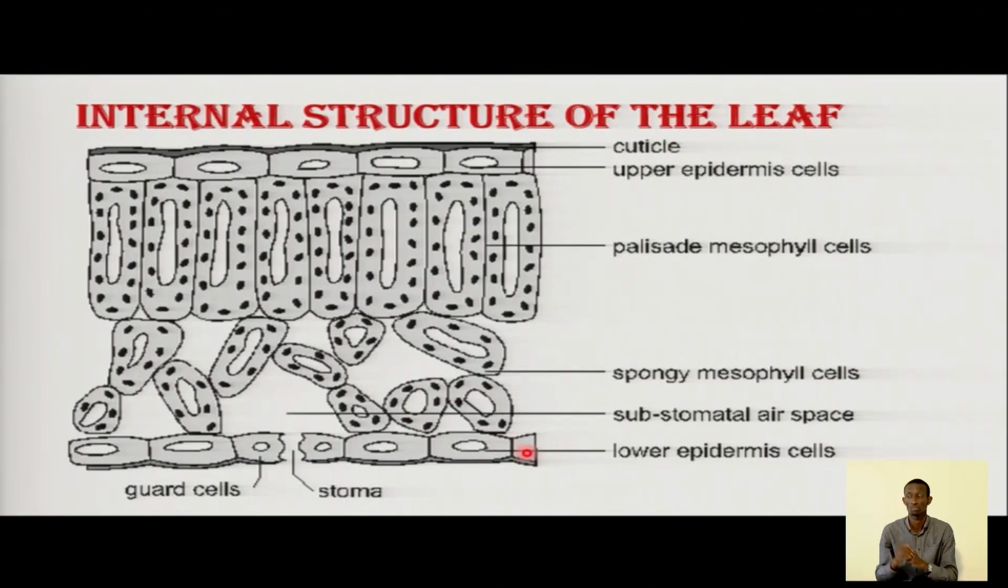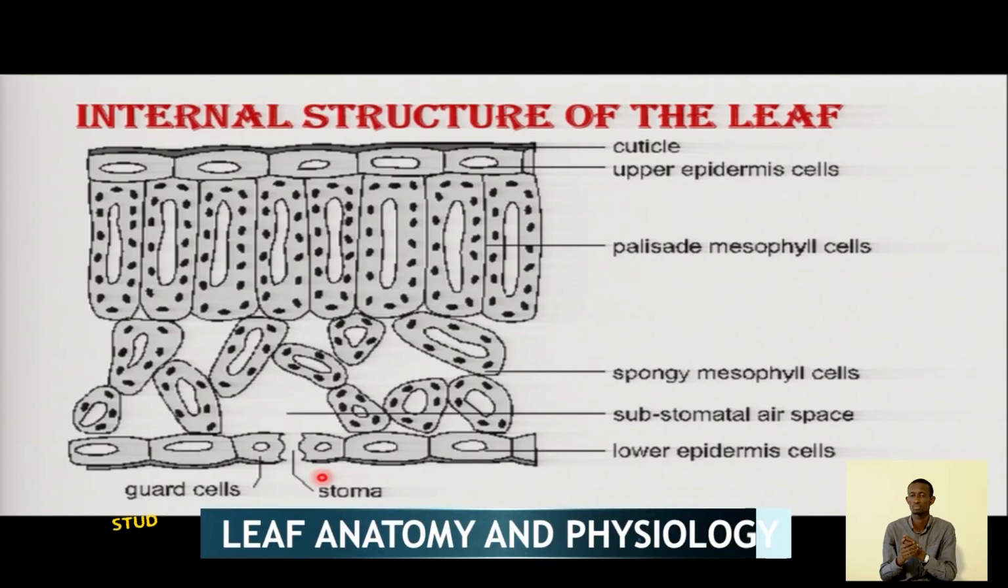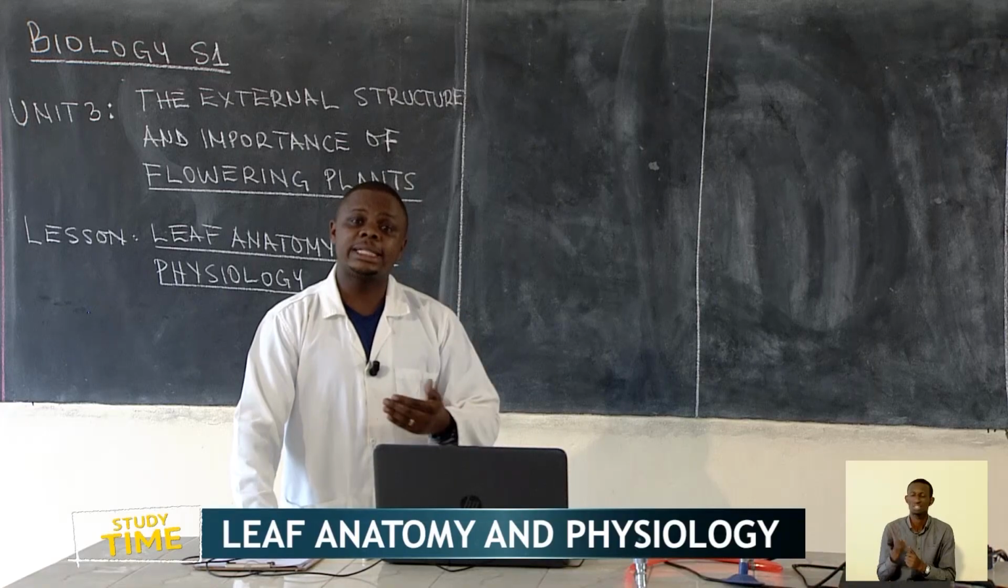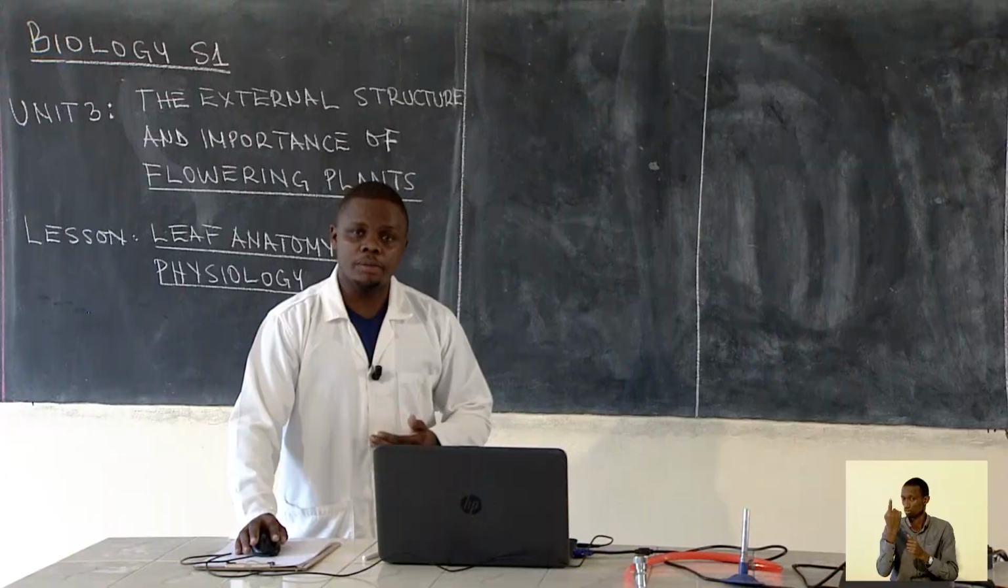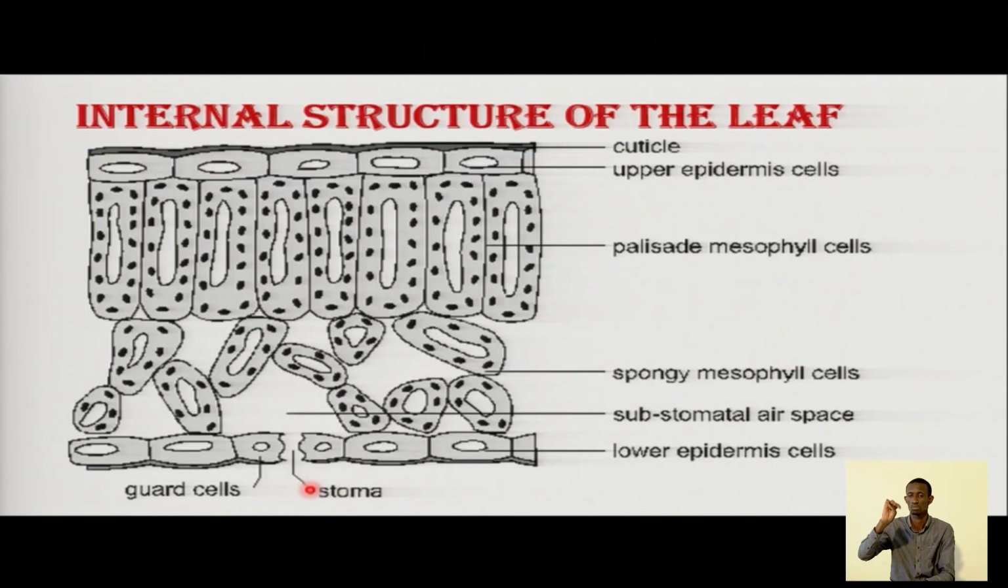Then from there, students, you can see we have what we call lower epidermis. This lower epidermis is also important in protecting these cells, but at the lower part of the leaf, that's where we have a lot of stomata. Stomata are tiny holes which are very important in gaseous exchange. When it is one, we call it stoma. And this stoma is a tiny hole that allows gases to go in and out of the cell.